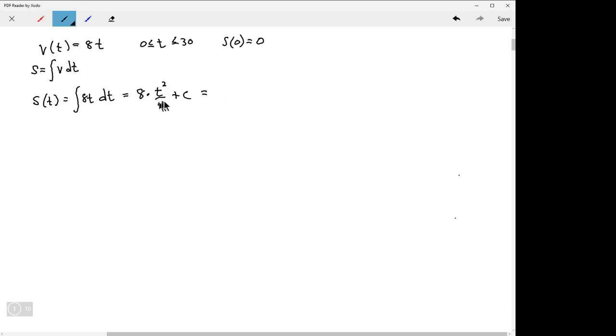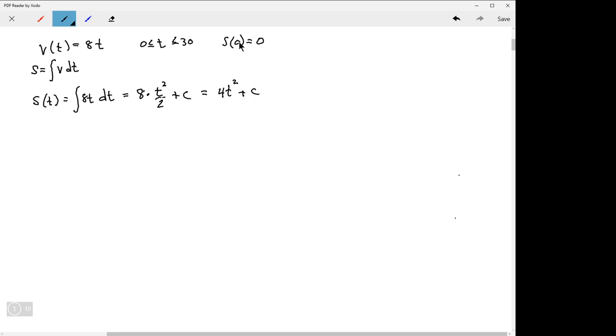All right, which is, again, I can reduce the 8 over 2. Sorry, I'm thinking ahead to the answer here. I can reduce the 8 and the 2, and that's going to give me 4t squared plus c. Now, without any other information, we would have to stop there.